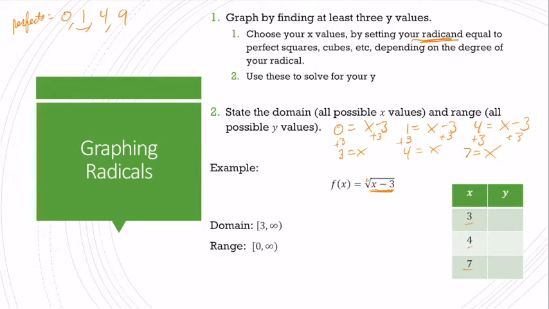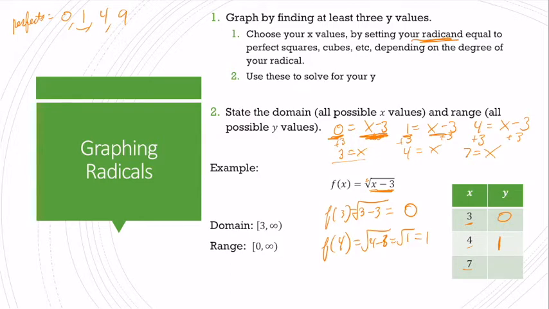Now I'm going to go ahead and find my y values, and you'll notice something kind of neat. If I have f of 3, that's going to be the square root of 3 minus 3, which is 0. Oh, interesting. We set our equation equal to 0, and we got x was equal to 3. Okay, let's try this again. If I have f of 4, that's going to give me the square root of 4 minus 3, which is the square root of 1, which is 1. Oh, which is what we got when we set x minus 3 equal to 1. Interesting. Let's keep going. If I have f of 7, that's the same as the square root of 7 minus 3, which is the square root of 4, which is 2.